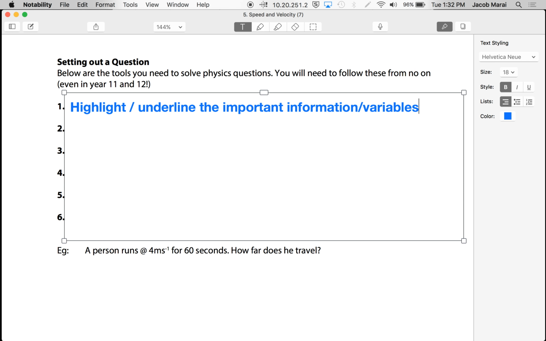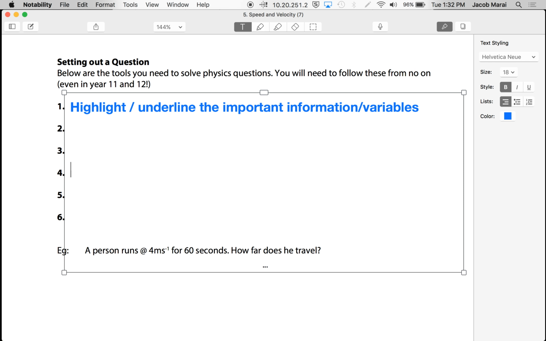You might be given a paragraph and it's talking about Toby walks 500 metres from the shops to school. You don't care about Toby. You don't care where he started or why he's walking to the school. All you're caring about is the distance and the time and the velocity. Okay? Next, you are going to write them.